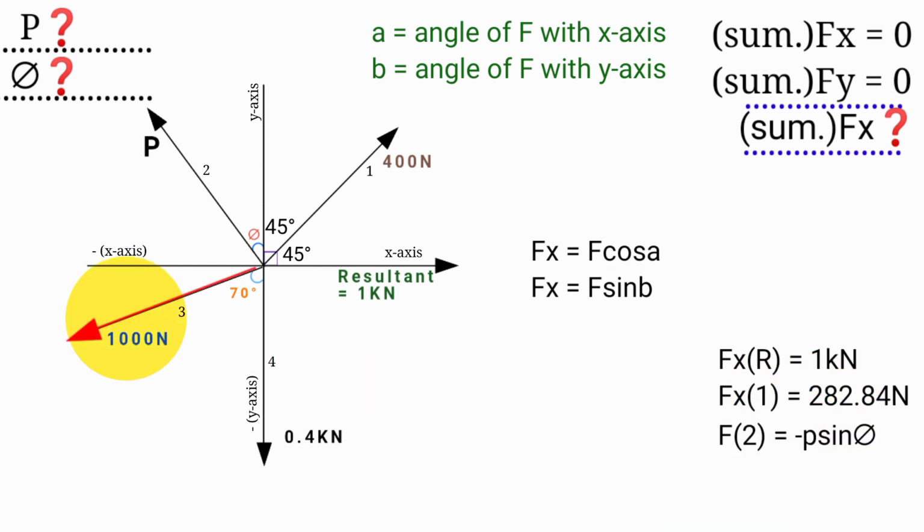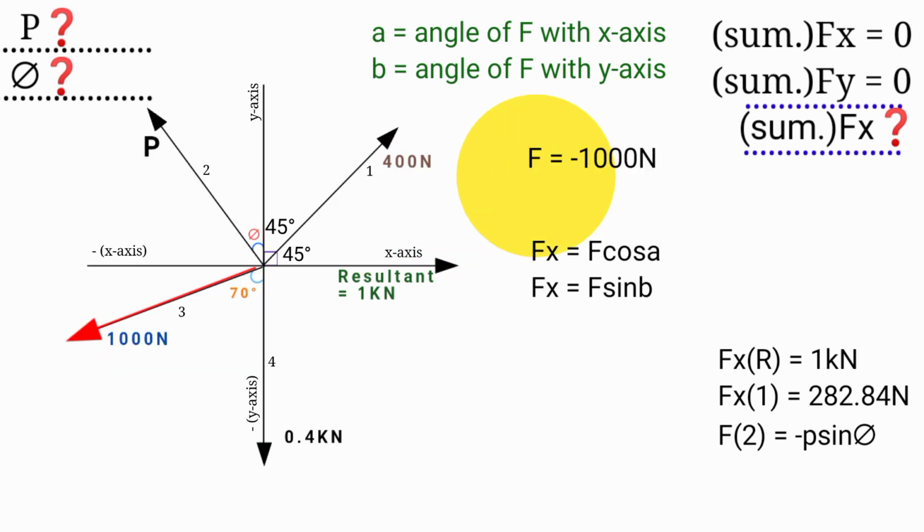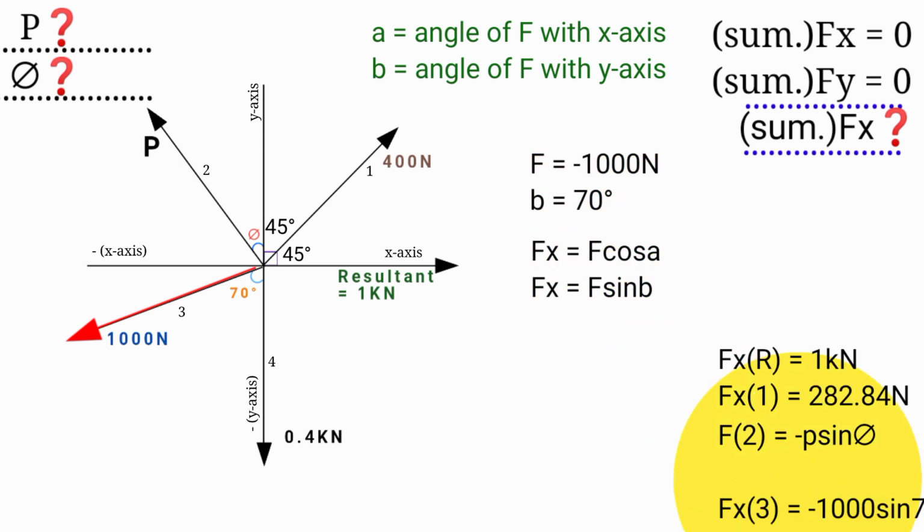Here, for 1000 Newton, since it is in the negative x-axis as well, f equal to minus 1000 Newton, and here 70 degree is the angle it makes with the y-axis. So b equal to 70 degree. Substituting here now, f of x for 1000 Newton is equal to minus 1000 sine 70 degree, which if we press the calculator equal to minus 939.69. So f of x for 1000 Newton equal to minus 939.69.